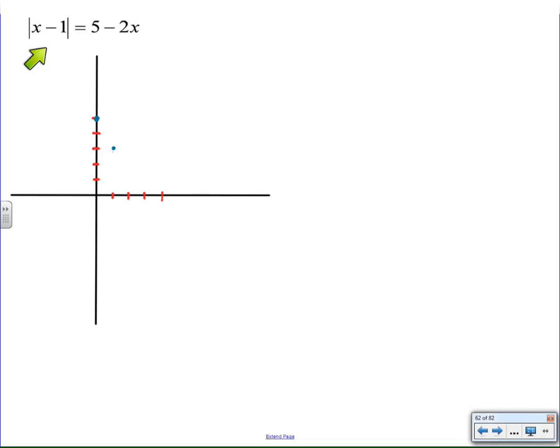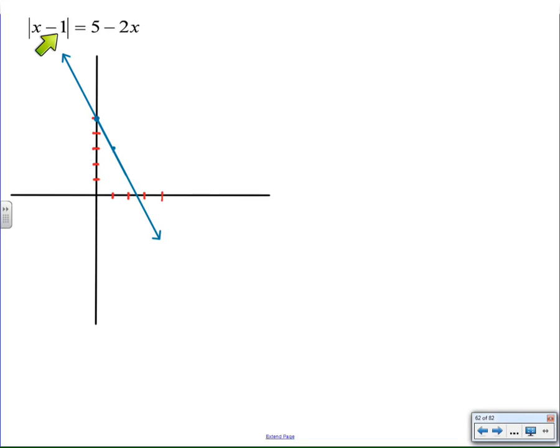I'm going to graph the left-hand side and the right-hand side as if they are both separate functions. On the right-hand side, we see y equals 5 minus 2x. To graph that one, we graph a linear function with a y-intercept of (0, 5) and slope of negative 2. So we should be at (1, 3), and (2, 1), and so forth. So I produce that line.